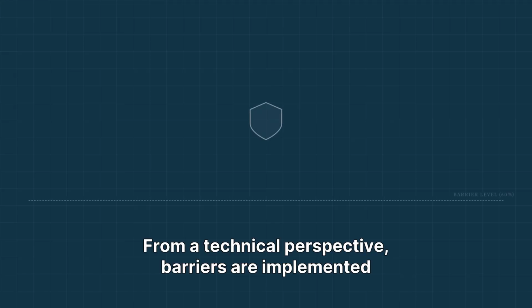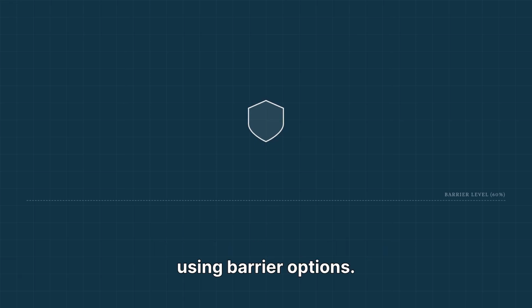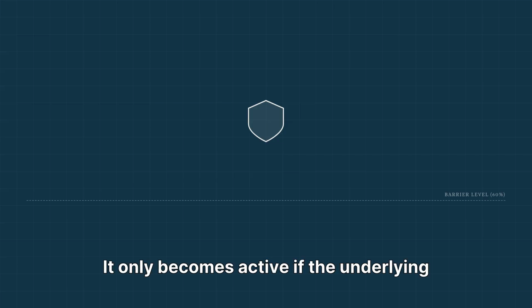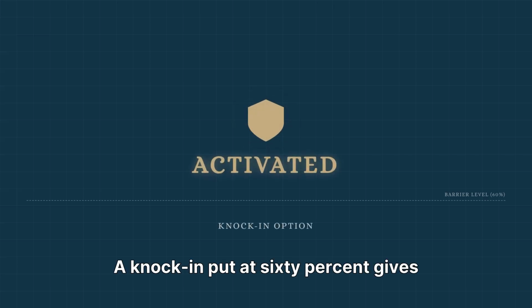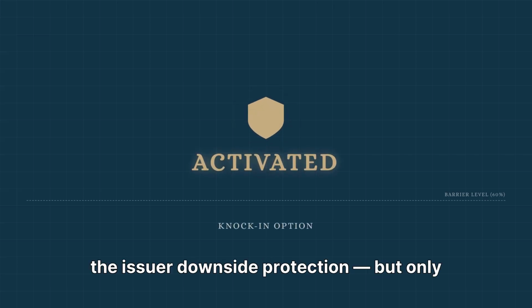From a technical perspective, barriers are implemented using barrier options. The first is a knock-in option. It does not exist at inception. It only becomes active if the underlying reaches the barrier. A knock-in put at 60% gives the issuer downside protection, but only then.